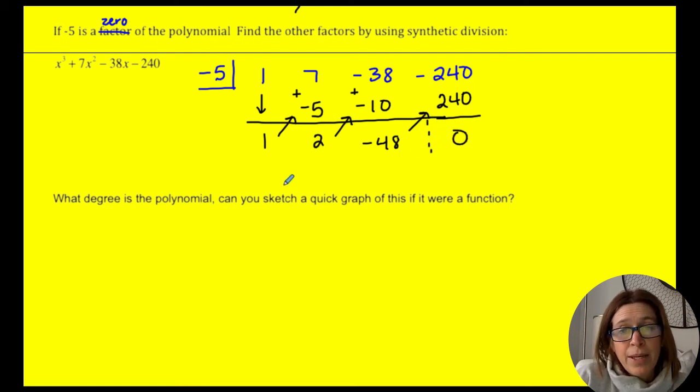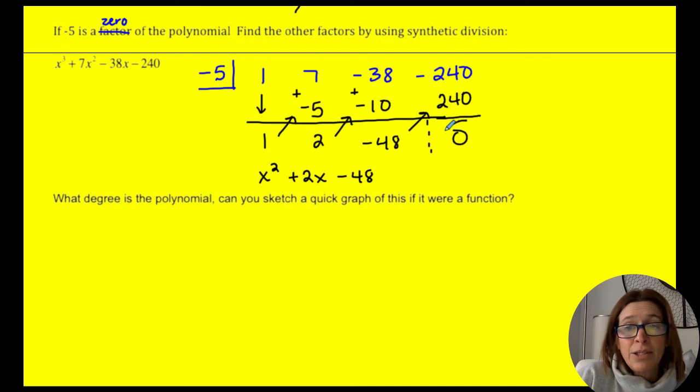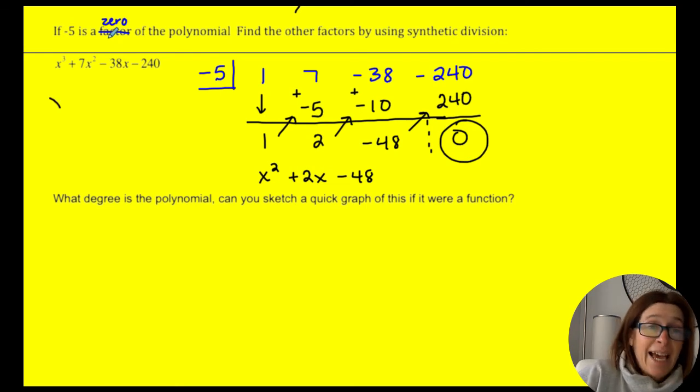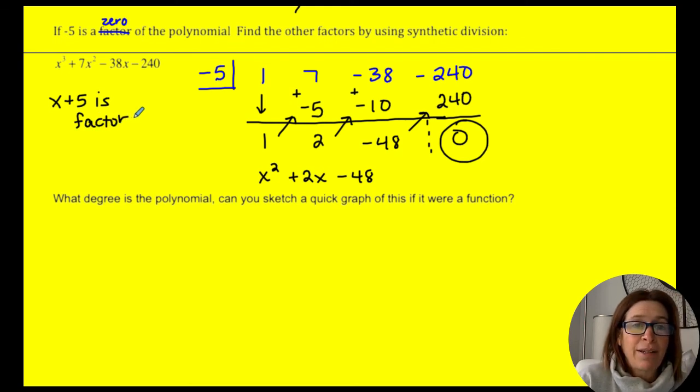Now remember, this is going to lead me to my depressed polynomial. I was originally a degree 3, so my depressed polynomial is going to be a degree 2, x squared plus 2x minus 48. Because the remainder was 0, it tells me that -5 is a 0 because it goes in evenly. So then x plus 5 is a factor of the polynomial.